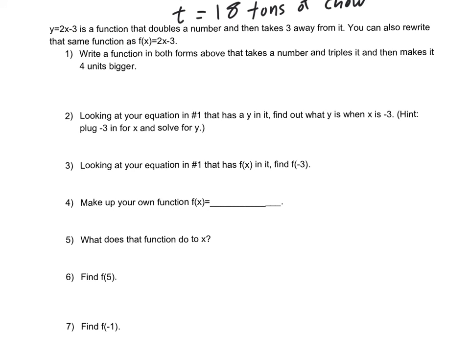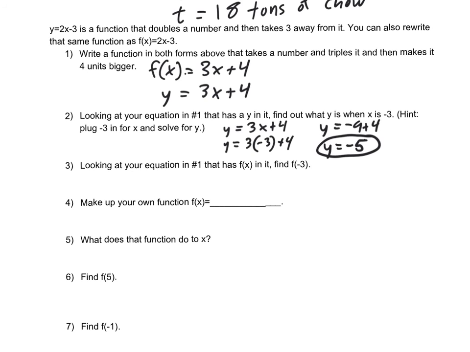Okay, so now we are going to write a function in both forms above that takes a number and triples it and then makes it 4 units bigger. So go ahead and do that. So there we have it in two different forms. All right, now looking at the equation that has the y in it, find out what y is when x is negative 3. Go ahead, plug the negative 3 in for x and solve for y. And we should get the answer that y equals negative 5.